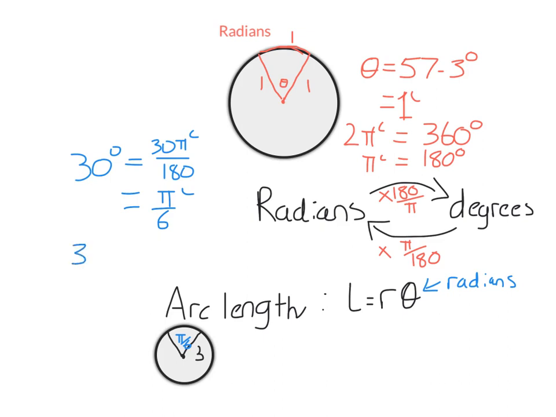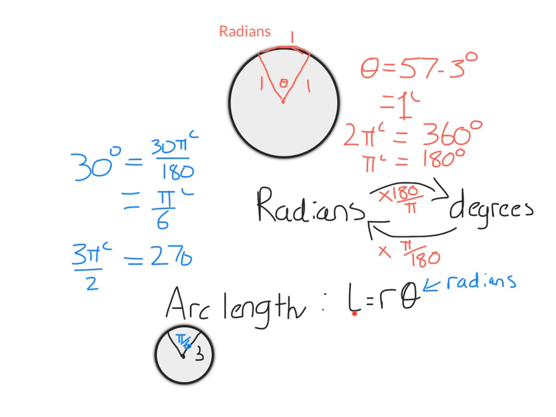So if I have something like 3 pi on 2 radians, and let's say I want to convert that to degrees, you can actually just put 3 pi over 2 times 180 over pi on your calculator, and it will give you 270 degrees.